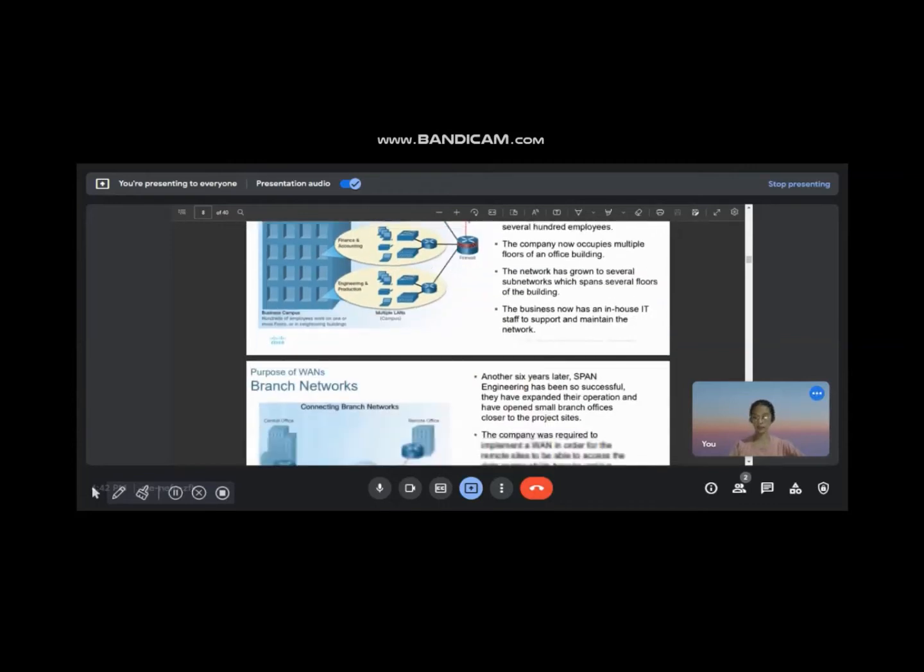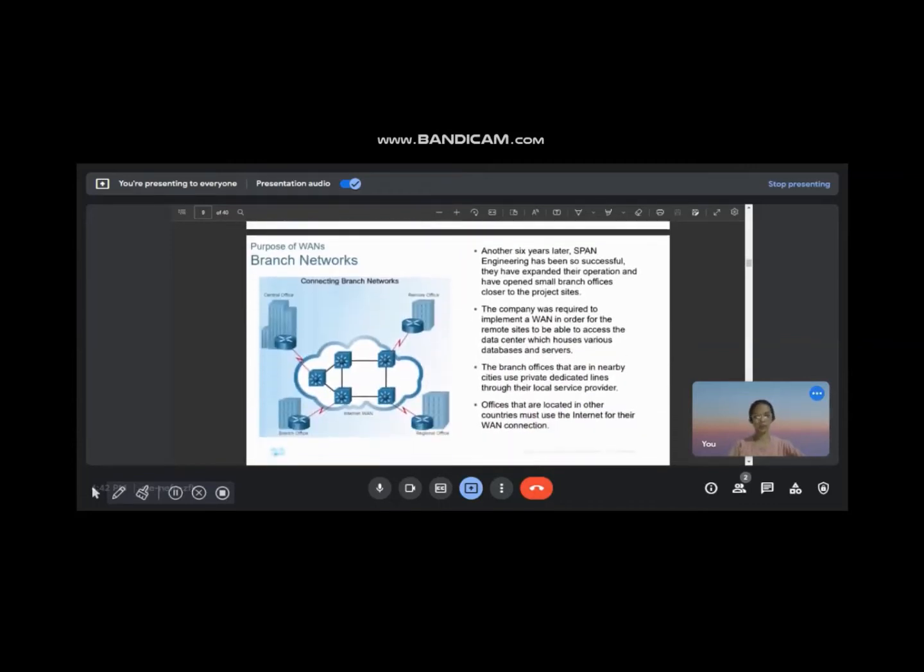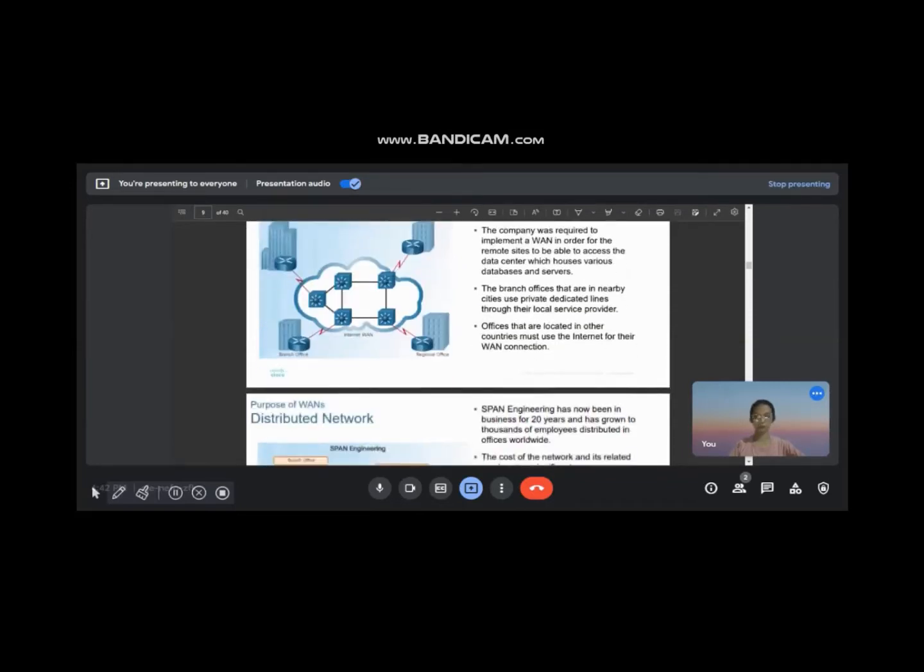So next is the branch networks. The company was required to implement a WAN in order for remote sites to be able to access the data center, which houses various databases and servers. The branch offices that are in nearby cities use private dedicated lines through their local service provider. Offices that are located in other countries must use the internet for their WAN connection.